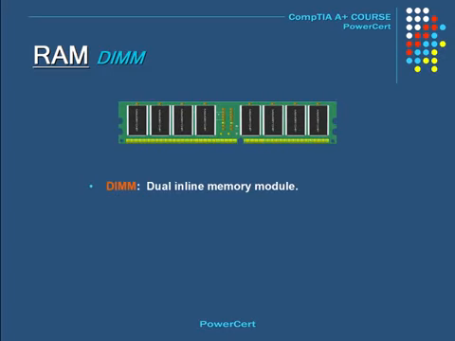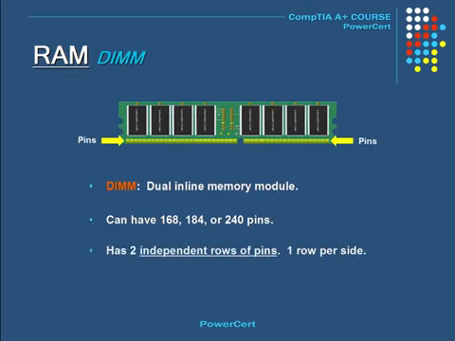DIMM stands for Dual Inline Memory Module. A DIMM memory module has either 168, 184, or 240 pins. A DIMM is a dual inline module because it has 2 independent rows of these pins, one on each side. And DIMMs have a 64-bit data path.